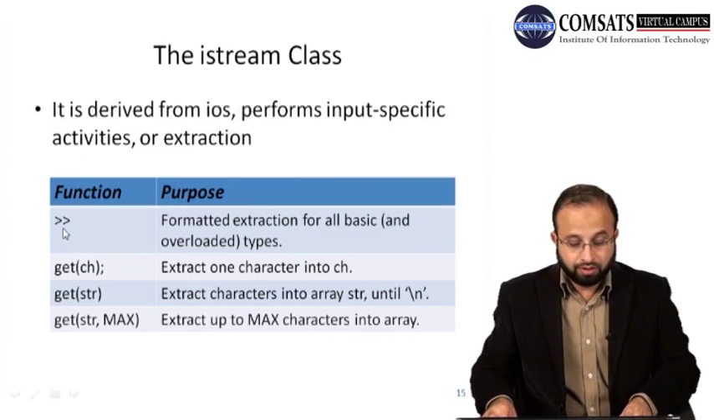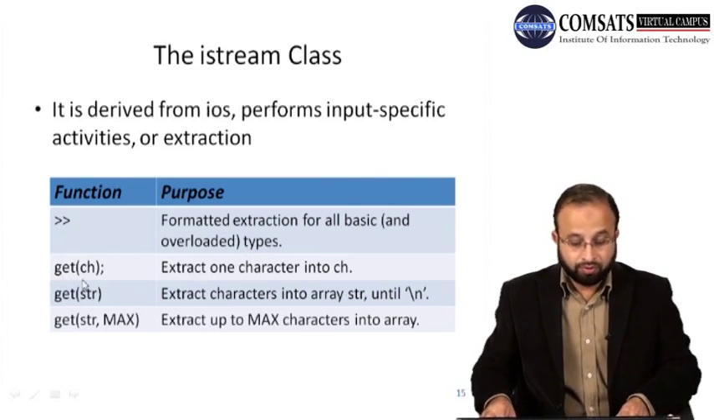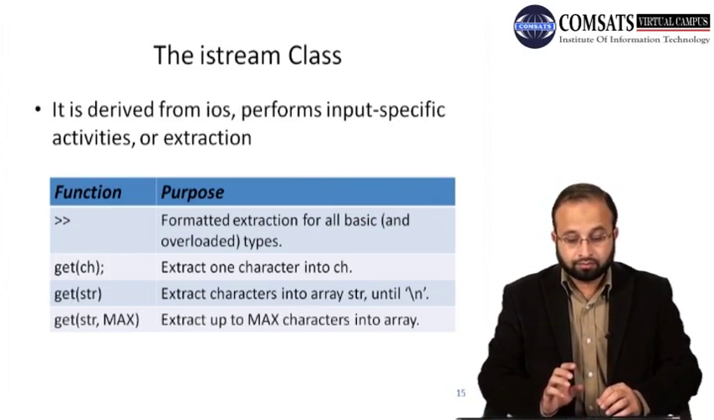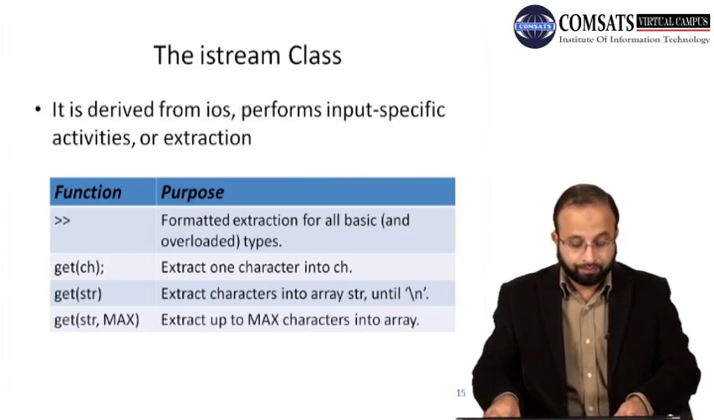So the purpose of the stream extraction operator is formatted extraction for all the basic and overloaded types. So we can overload this operator for any particular type. And then these are the functions of the istream class: get(ch) extracts one character into ch, get(str) extracts characters into array str until the new line character. So these are basically the input functions that we can use, right? These input functions belong to the istream class. A complete list of such functions can be found in a book.